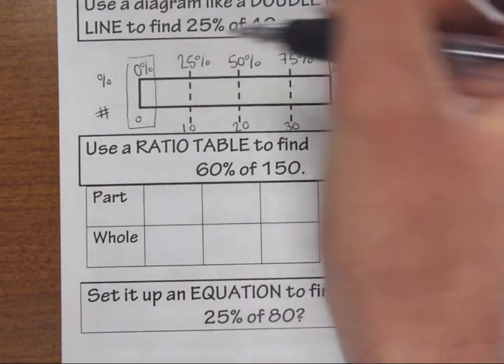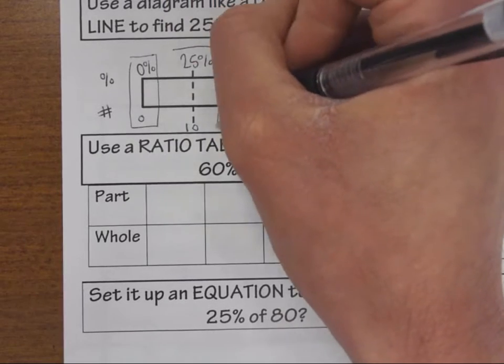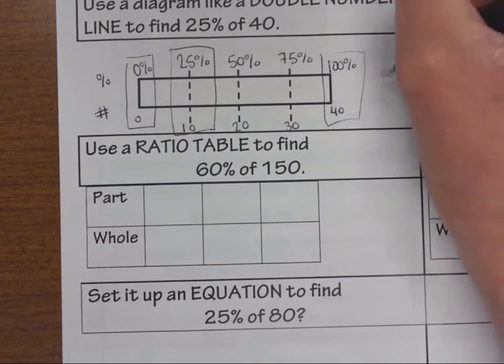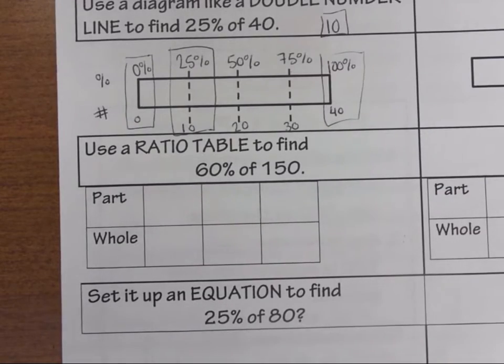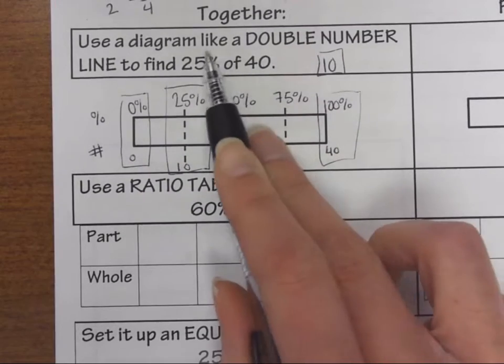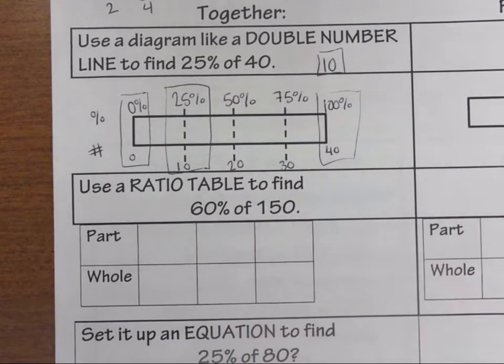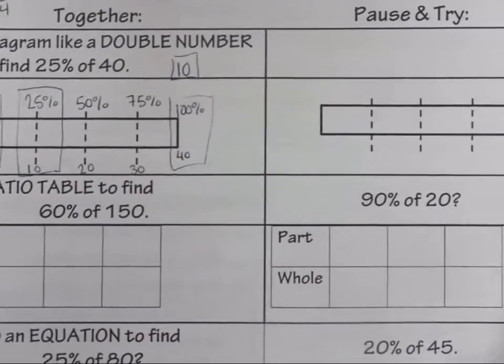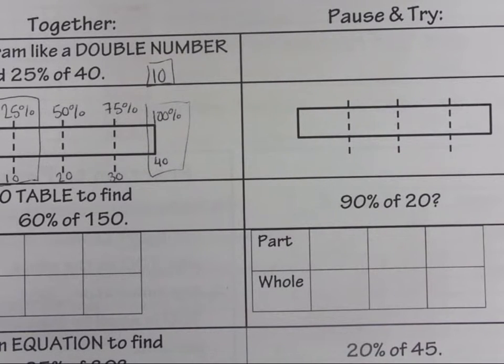0% of 40 is 0. 100% of 40 is 40. So 25% of 40 is 10. And I'm going to write that right there. That's my answer. Okay, so whenever we're finding a percent of some number, we're going to get another number out. Go ahead and pause and try that right here, and then come back and see how to do it the next way.